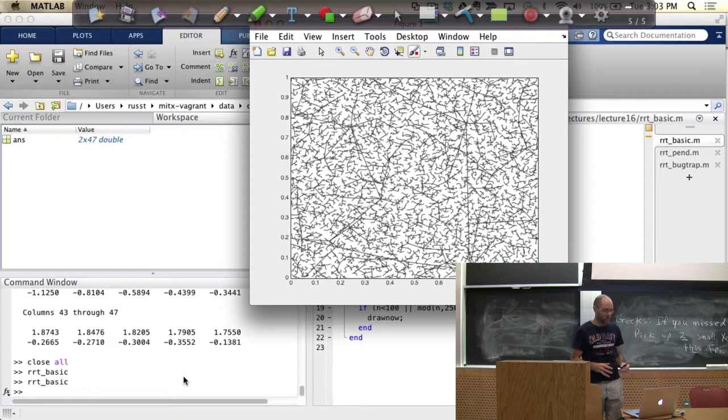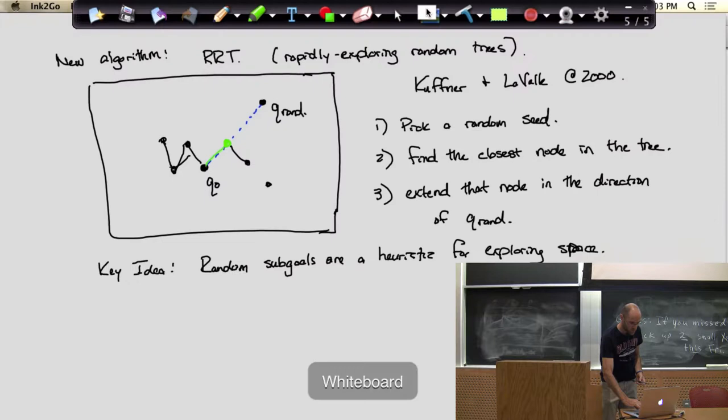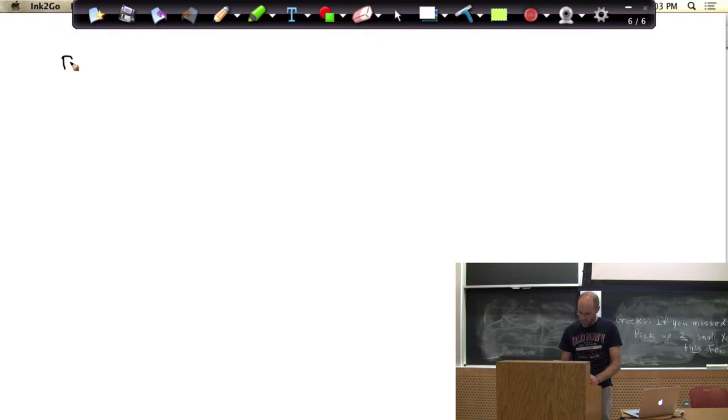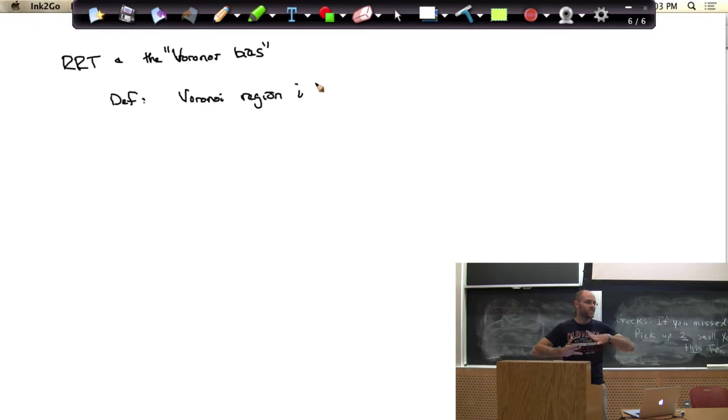And it's by thinking about the Voronoi regions of the graph. The Voronoi region of a particular point, if I've given a graph, called the ith Voronoi region, is the set of all points which by some distance metric are closest to point i.